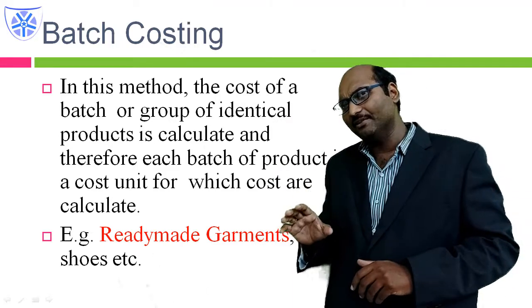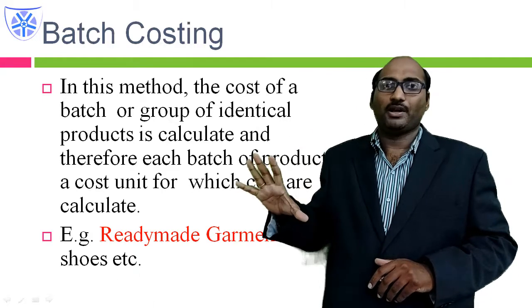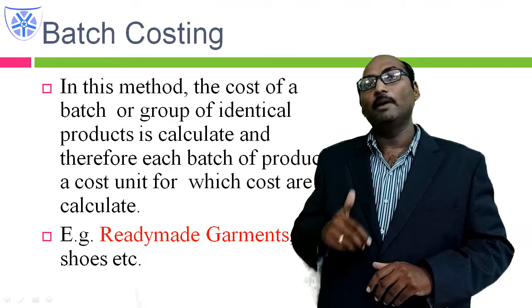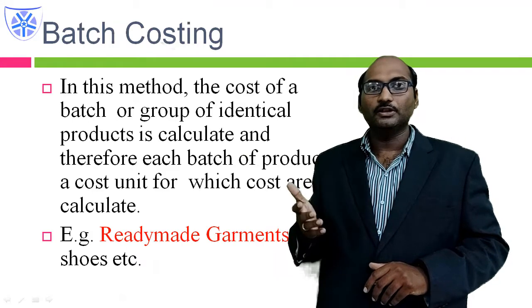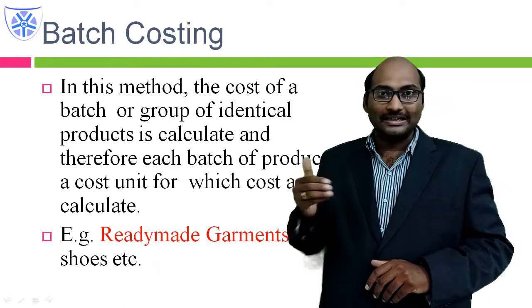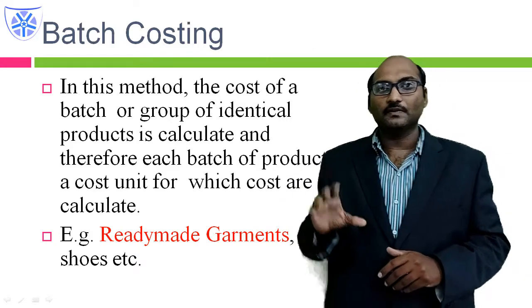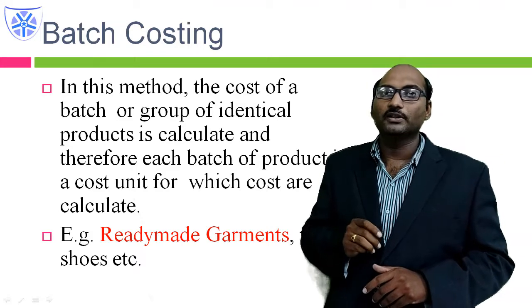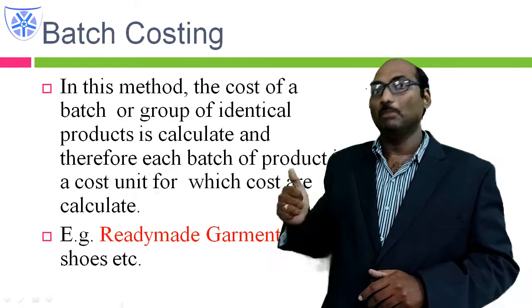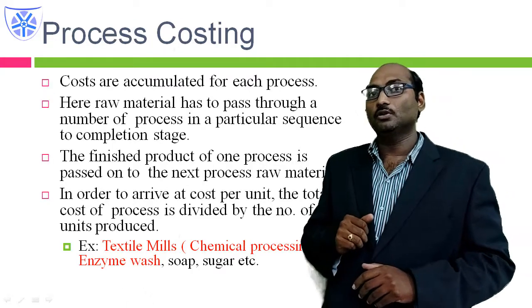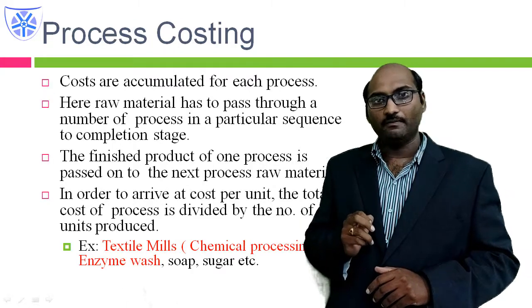So the batch size can be very small or very big. But bigger sizes mean we can achieve better efficiencies, and obviously that leads to better costing, meaning lesser cost. In the case of smaller batches, what happens? Small efficiencies, so obviously the cost of processing will be much higher. Next is process costing, where the costs are accumulated for each process.